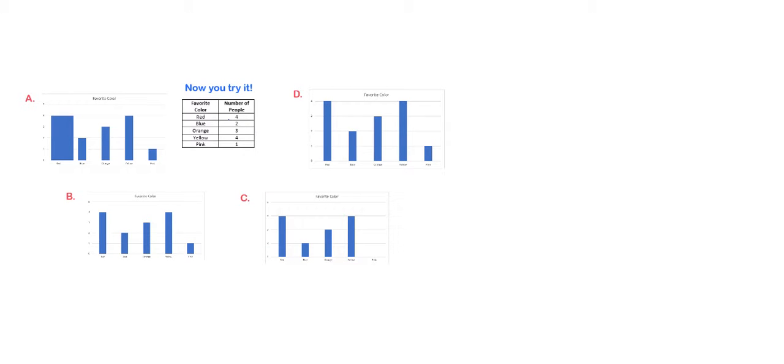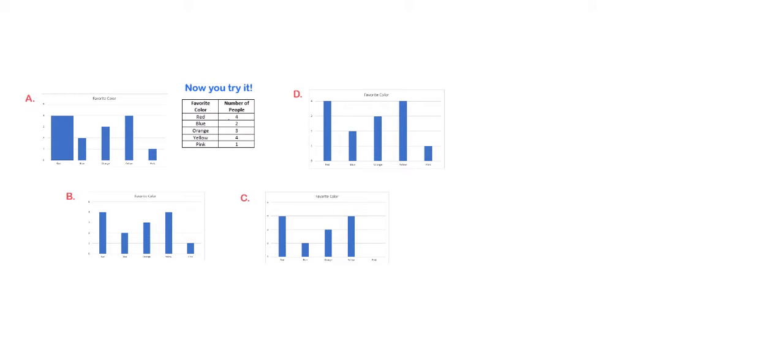Now I think it's time for you guys to try it. Which of these graphs, A, B, C, or D, represents this data set? Let's start by looking at all of our options. When I look at option A, I notice that the bar for red is a lot wider than the rest of them, which makes it seem like red has a higher value when it really doesn't.